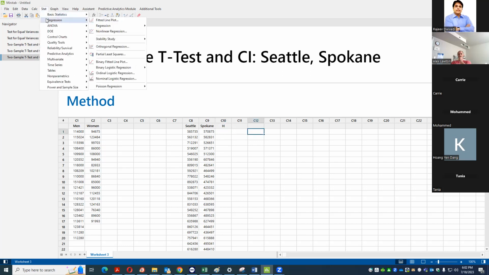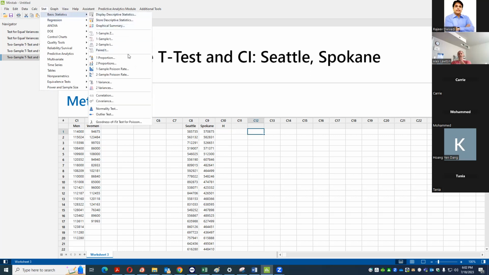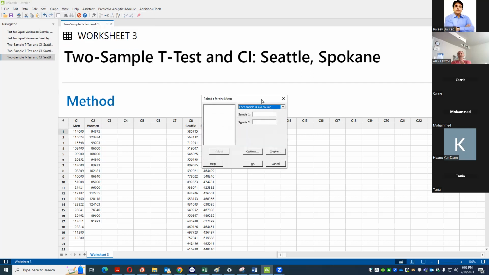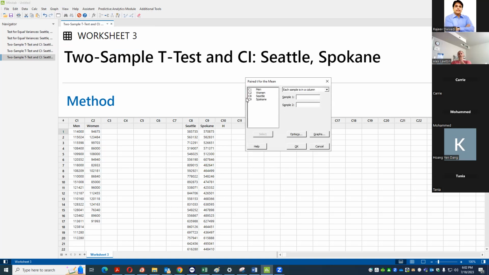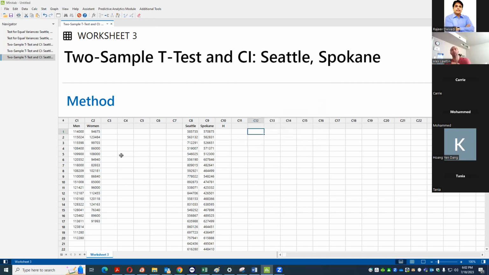And here it is under basic statistics, paired t. Let's say this is Seattle and Spokane. Exactly the same options. Here you can see we don't have assume equal and unequal, the rest is all the same. So this is a special case: when you see two situations of the same thing, then you use the paired sample.